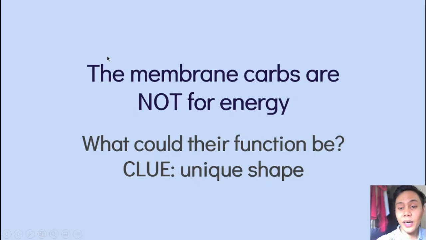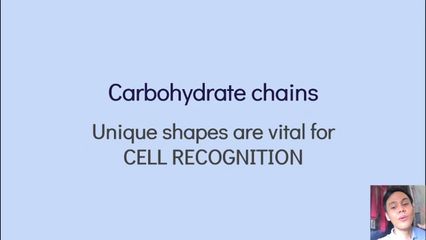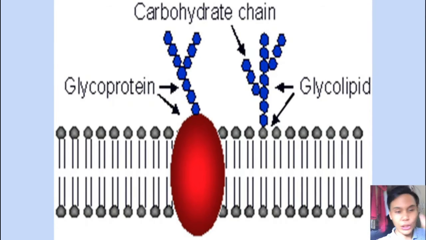Now, the membrane carbohydrates are not for energy. So the clue is their unique shape. And their main purpose is for cell recognition. Your cells can be recognized using these carbohydrate chains, such as in the case of antigens. So this is generally what it looks like.